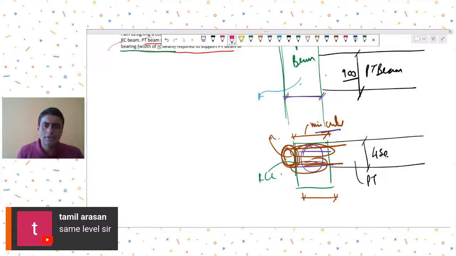Shear transfer at this interface. Whatever shear forces are getting transferred, you will have to ensure that sufficient depth of this RCC beam and sufficient dimension of this RCC beam is available. So to my mind, this is what I can think about right now.